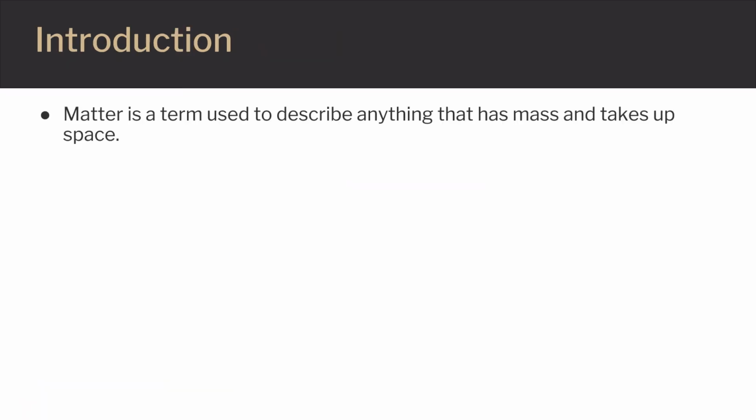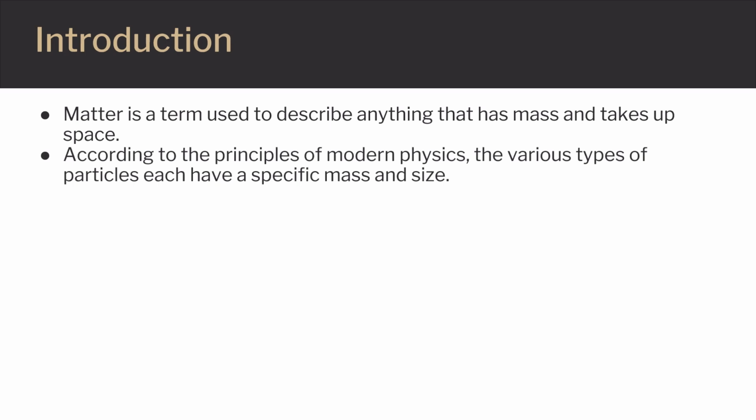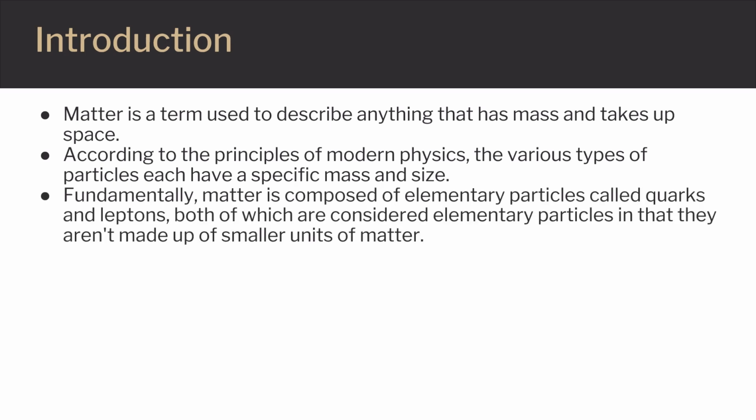conclusion. Introduction. Matter is a term used to describe anything that has mass and takes up space. According to the principles of modern physics, the various types of particles each have a specific mass and size. Fundamentally, matter is composed of elementary particles called quarks and leptons, both of which are considered elementary particles in that they aren't made up of smaller units of matter.